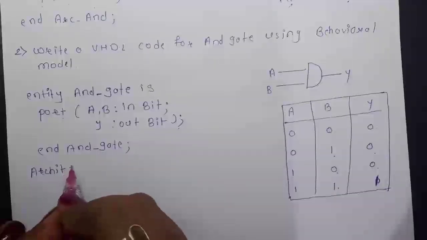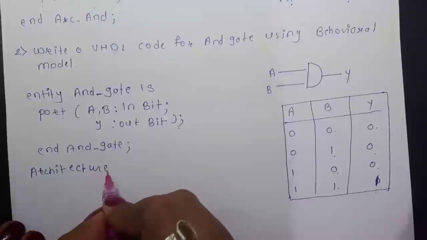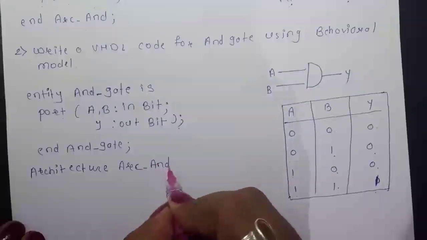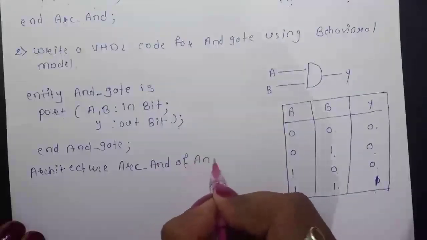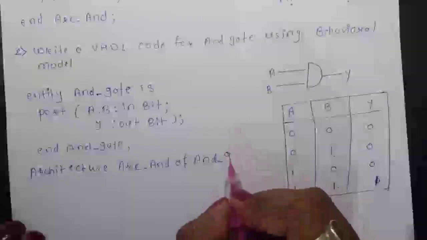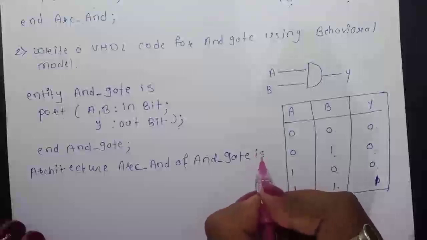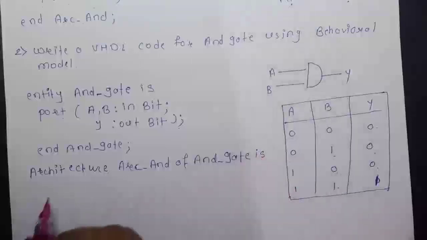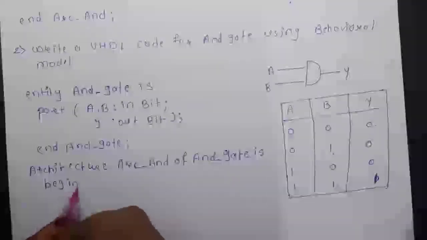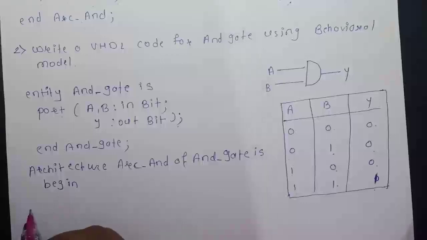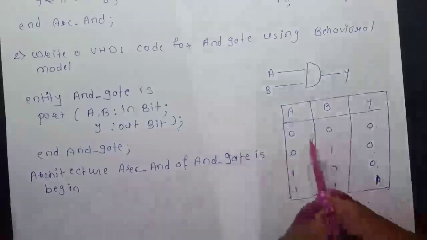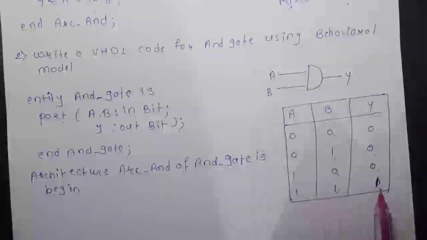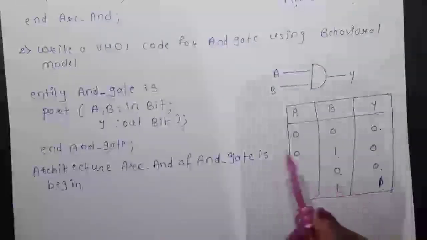Now the coding for the architecture. The format of the architecture is the same in all three styles of modeling, that is the architecture keyword, then the name of my architecture, which is a user defined word, of the name of your entity. The name of my entity is AND gate, is. Then begin. Now there are two cases. If both the inputs are 0, output should be 0. If both the inputs are 1, output should be 1. And this is the else if part.